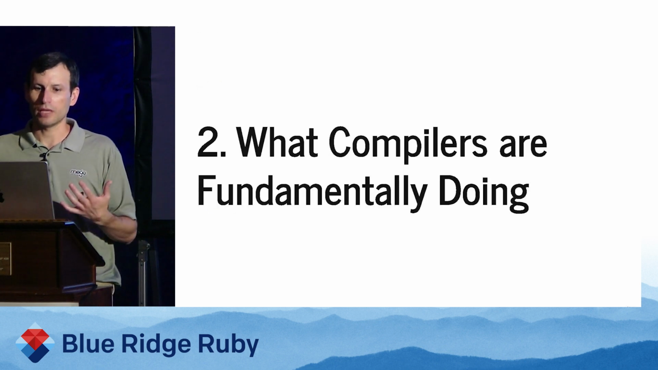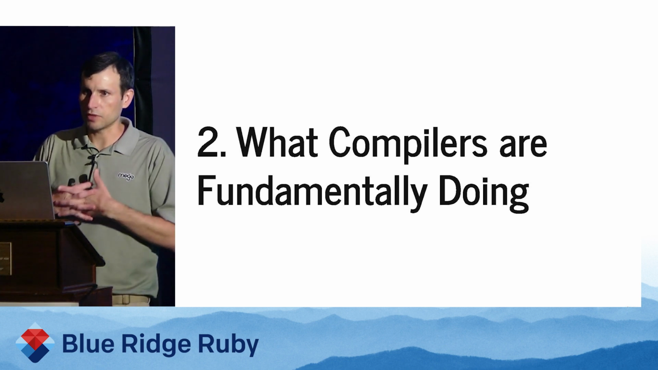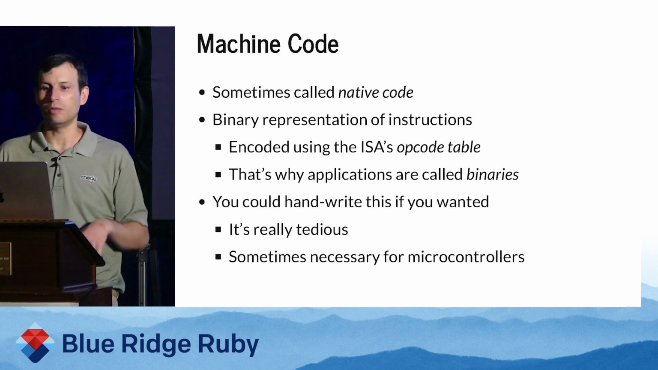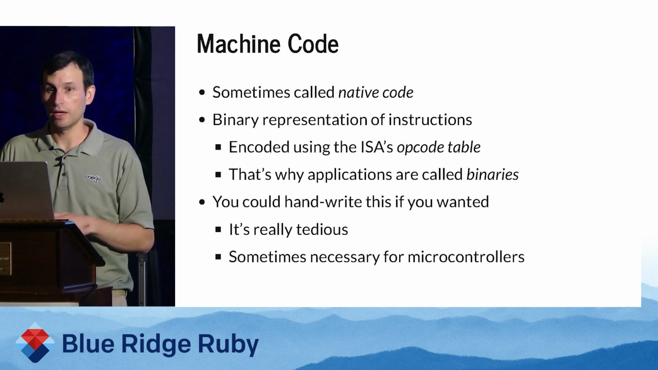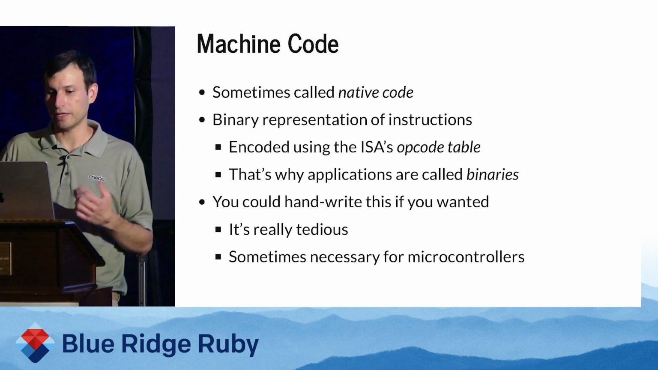All right, so now we can get into what compilers are doing. The output of encoding according to that opcode table is something we call machine code or native code. And again, these are binary values. If you've ever seen an executable called a binary, that is why.